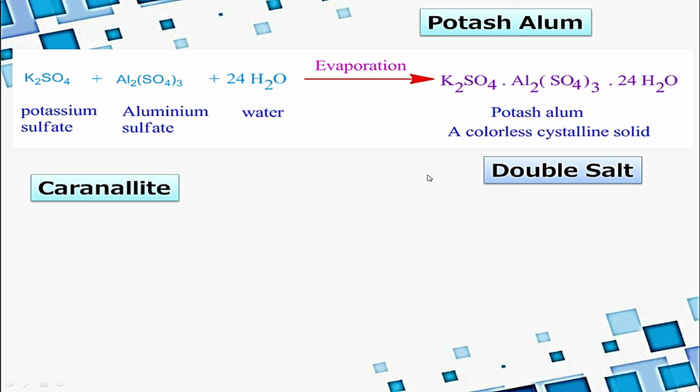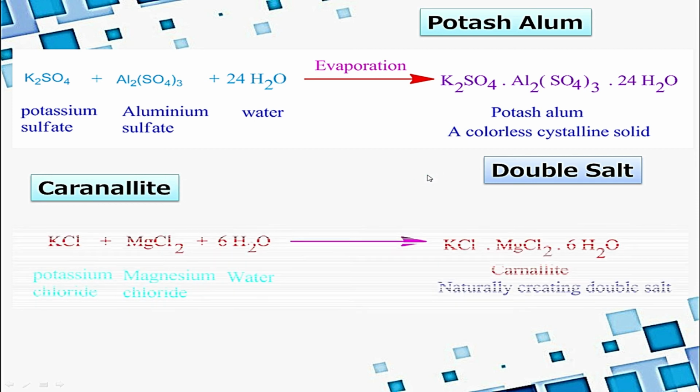Another example of double salt is carnallite. It is formed by the crystallization of solutions of potassium chloride and magnesium chloride with water. So this is the formula. You can see with the formula you can easily recognize two different salts are attached together.